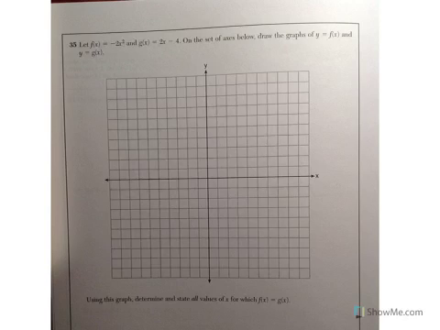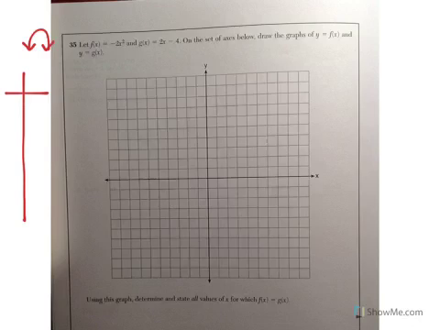Number 35, let f of x equal negative 2x squared and g of x equal 2x minus 4. On the set of axes below, draw the graphs of y equals f of x and y equals g of x. Okay, let's start with f of x. F of x is going to be a parabola, and it's going to look like an upside down U, and I know that because it's negative 2x squared. So because of that negative, I know it's going to be flipped upside down. Because of the square, I know it's going to be a parabola.